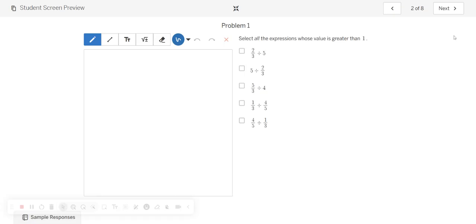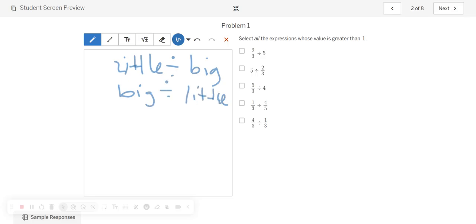So in here, really, if it's little divided by big, it's going to be less than 1. And if it's big divided by little, it's greater than 1. And so, relatively, you got to look, like 5, 2/3 is definitely less than 5. That's going to be a small number. But 5 divided by 2/3, that's big divided by little. 5/3 is less than 2 divided by 4. That's going to be a little number.